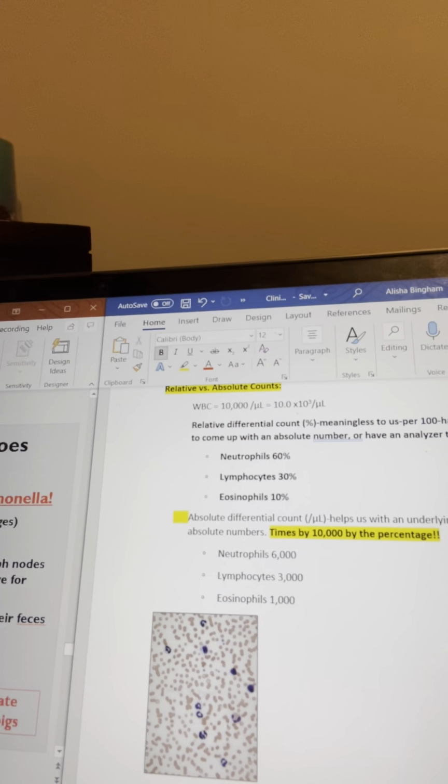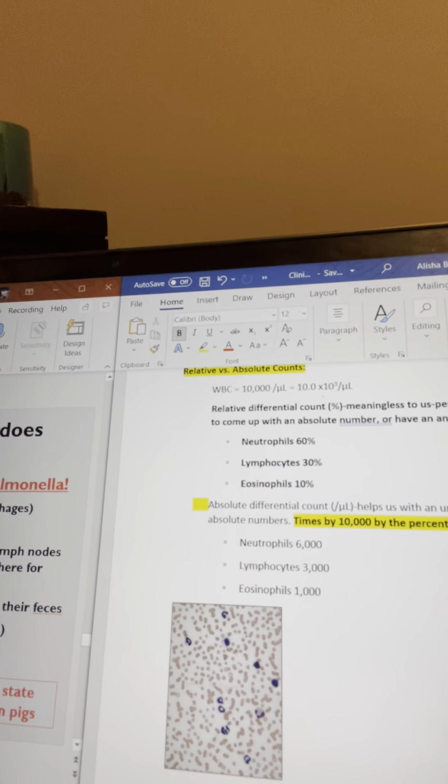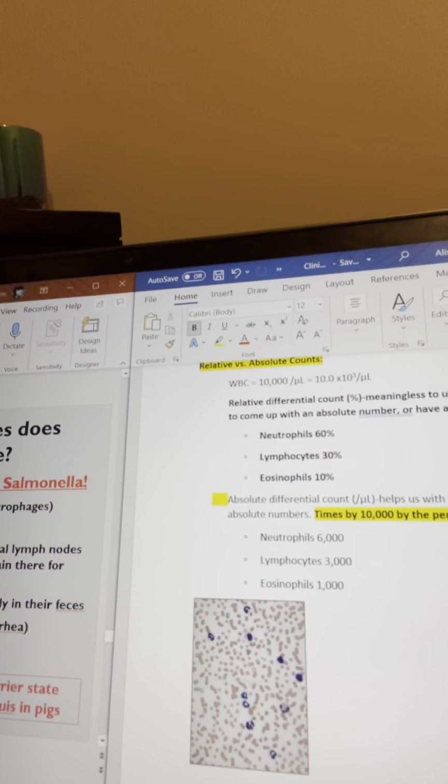So then we have the absolute differential count, which is also per microliter. This helps us with determining an underlying disease, which the relative count would not. So basically, if we have neutrophils at 60%, lymphocytes at 30%, and eosinophils at 10%, we would just multiply those percentages by 10,000 to get the absolute differential count. So those would be 6,000, 3,000, and 1,000. So neutrophils are 6,000, the lymphocytes are 3,000, and the eosinophils are 1,000.